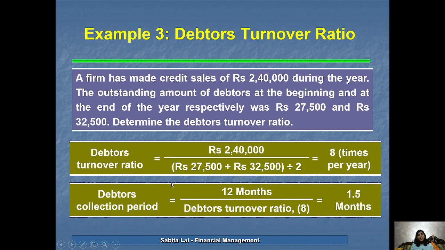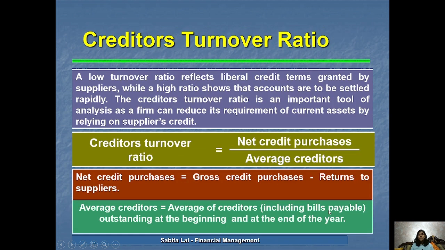Previously we had done inventory turnover ratio and inventory holding period. The same thing is here: debtors turnover ratio and debtors collection period. So debtors collection period is again 12 months divided by the debtors turnover ratio. So I got the value 1.5 months.